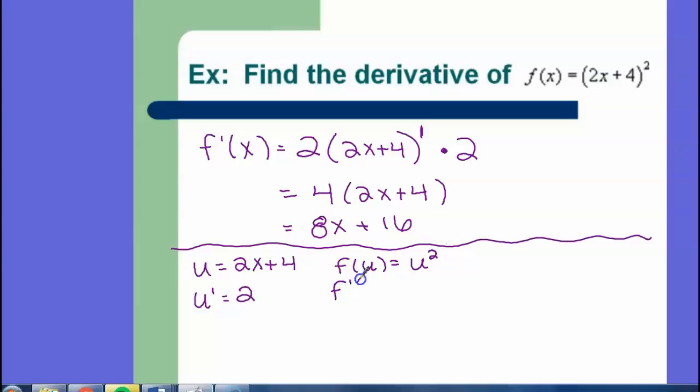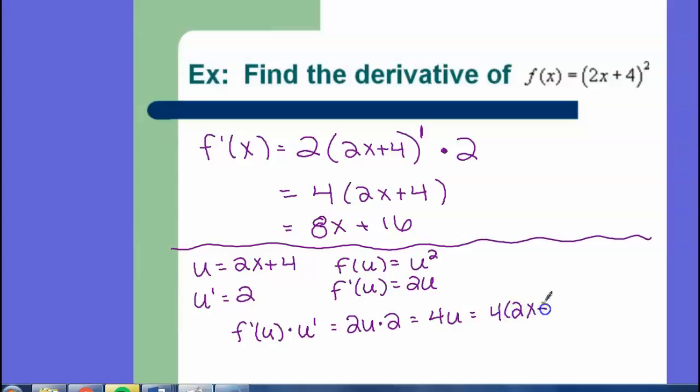So it's the derivative of u squared, 2u. Okay. So now the rule is that it's f prime of u times u prime. So you get f prime u times u prime. So we get 2u times 2, 4u. Yep. And then what was u? 2x plus 4, so that 2 here is the same as this 2 there.